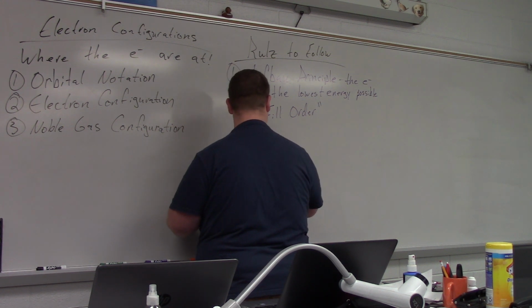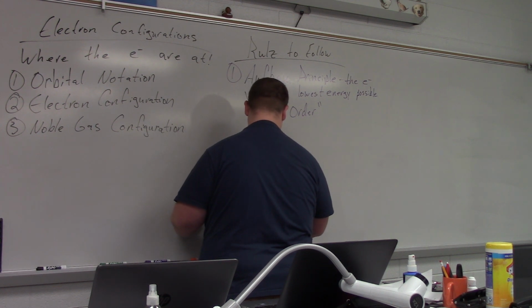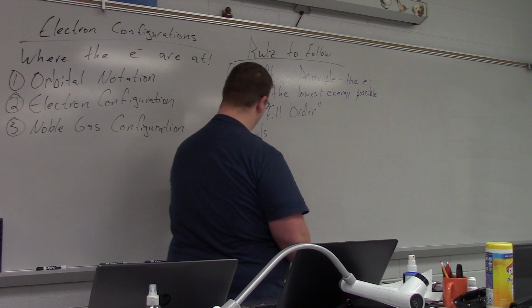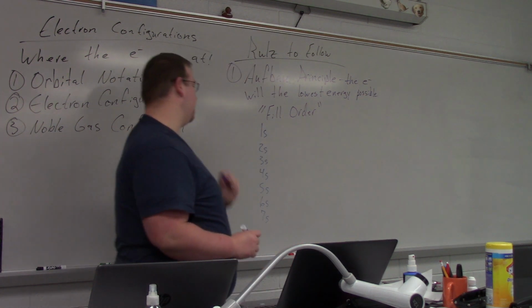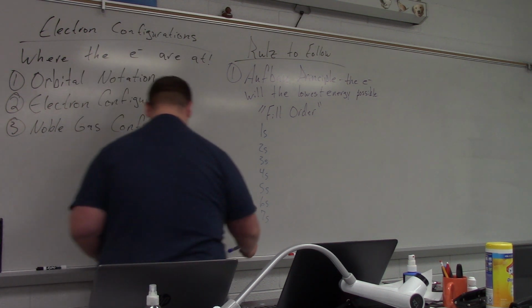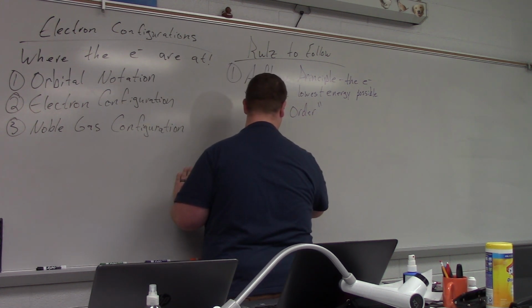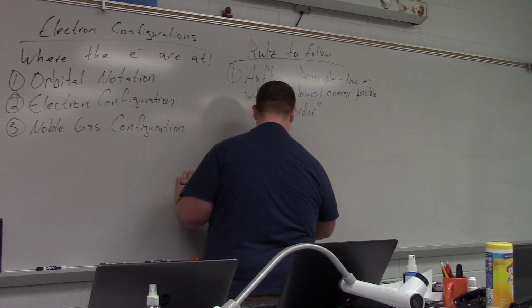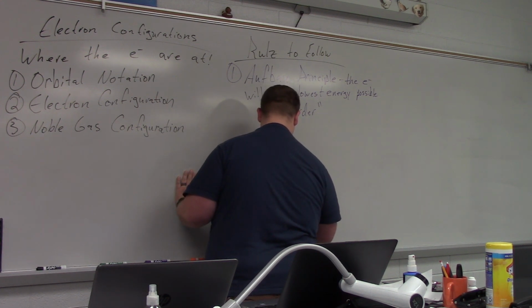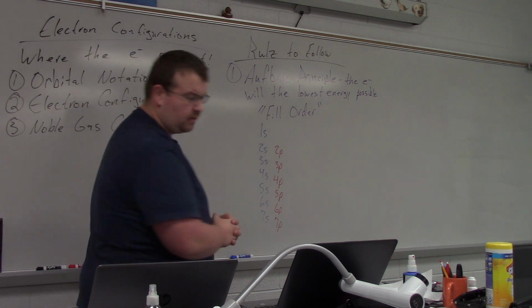1s, 2s, 3s. That's a lot of s's. So you make a column that goes 1 through 7s. Next to that, we're going to make the p column, but it starts at 2p, 3p, up to 7p. You have that option.